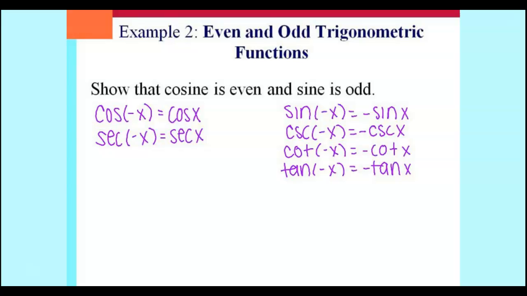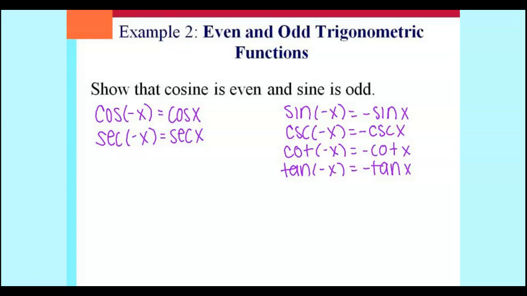So, for example, if I looked at x equals pi fourths, that's an easy one, everybody always knows it. If you do the cosine of negative pi fourths, that is equal to the cosine in quadrant 4. Cosine in quadrant 4 is positive root 2 over 2. If you compare that to the cosine of pi fourths, it is also positive root 2 over 2.